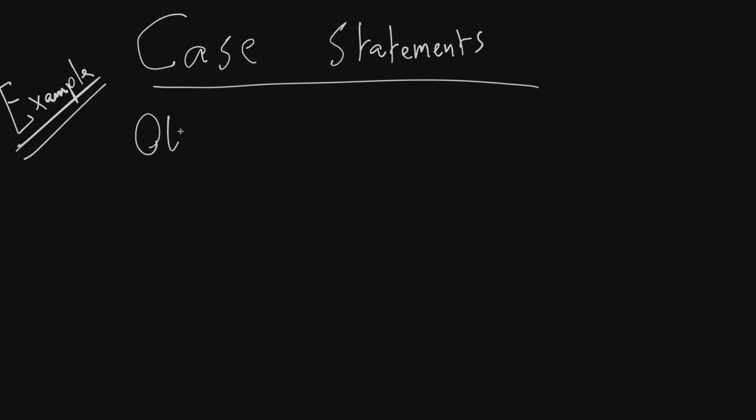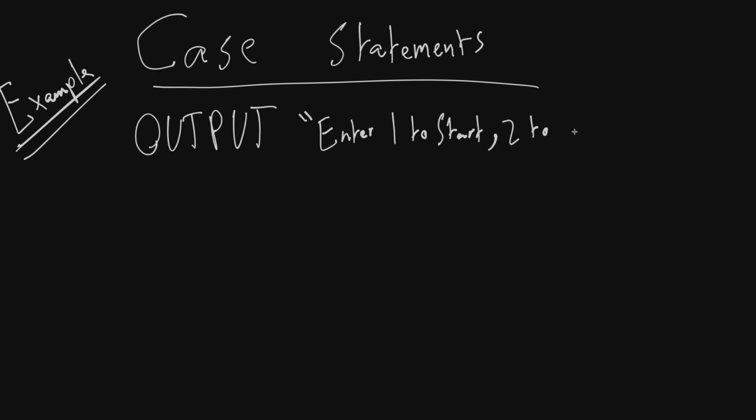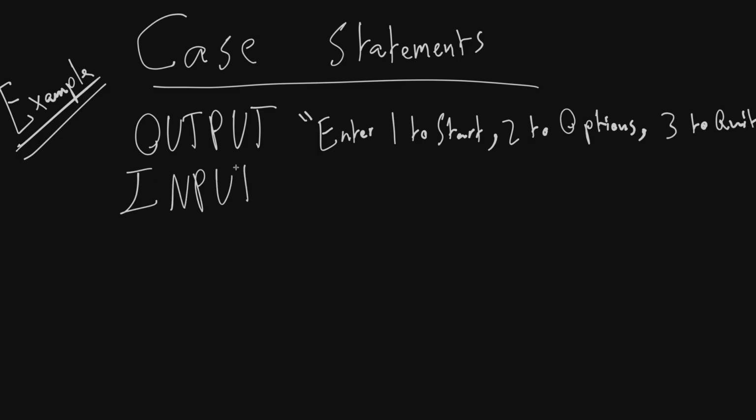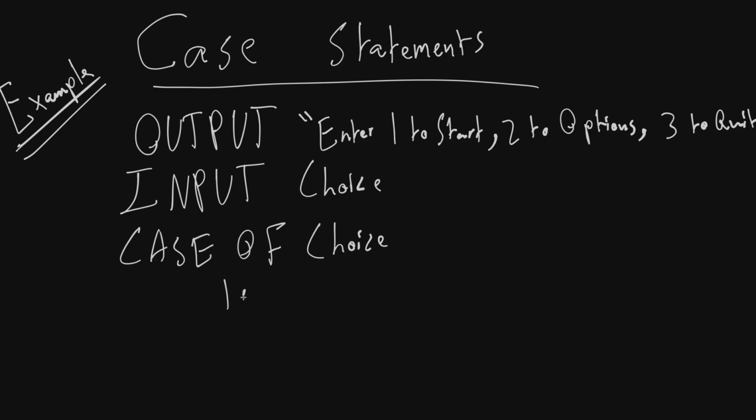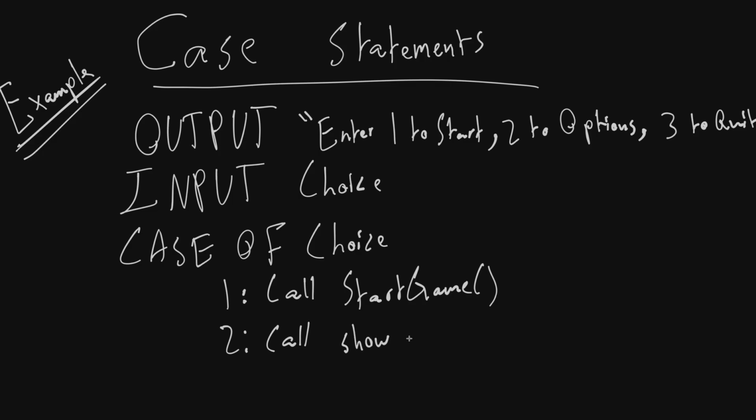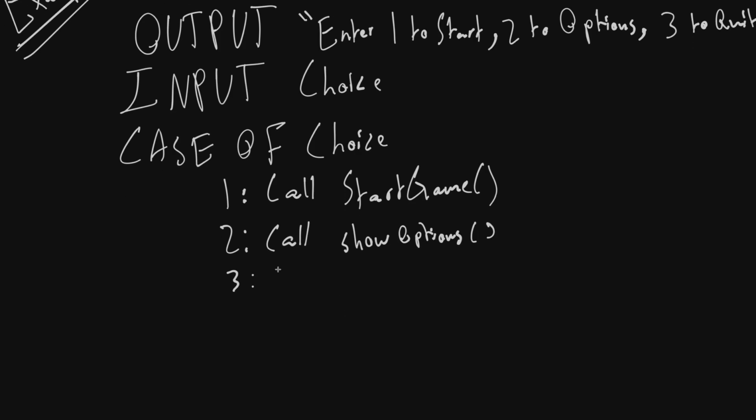An example of the case statement is as follows. Firstly, we prompt the user to enter 1 to start the program, 2 for options, or 3 to quit. Then we input a string variable named choice. And then we tell the program, in case choice contains the value of 1, then we will call the function startGame. In case the value was 2, we're calling the function showOptions.